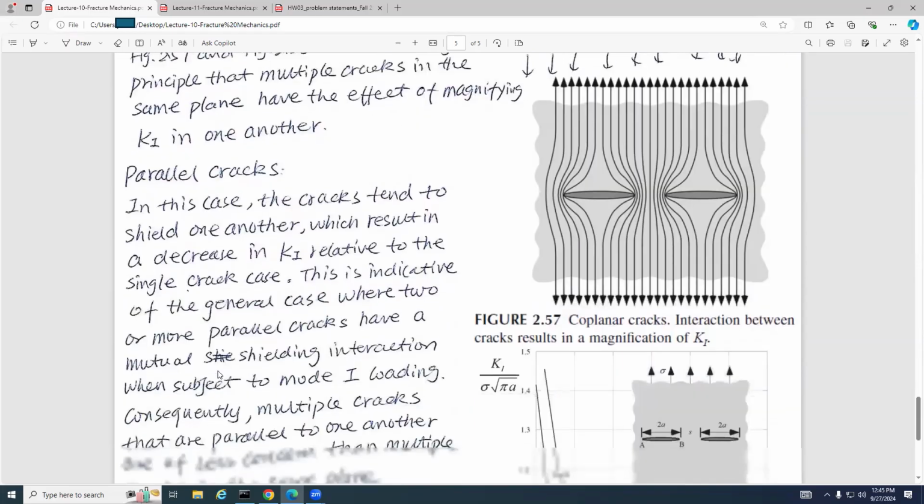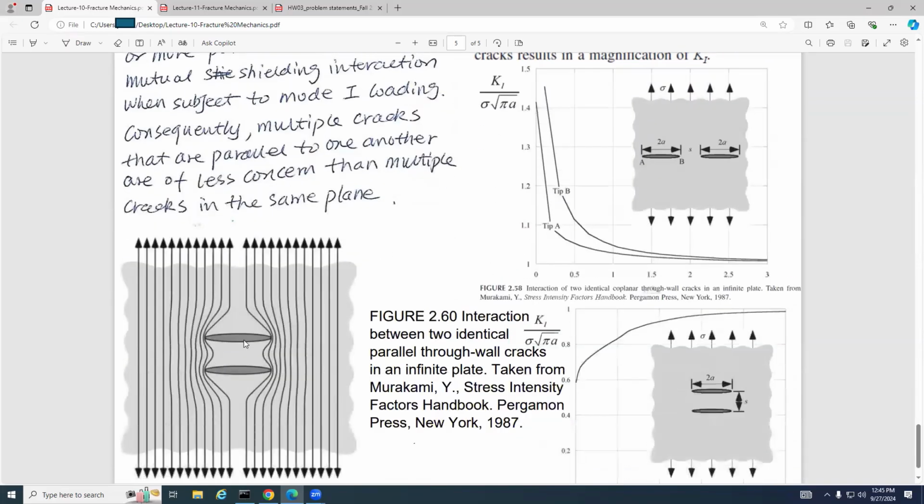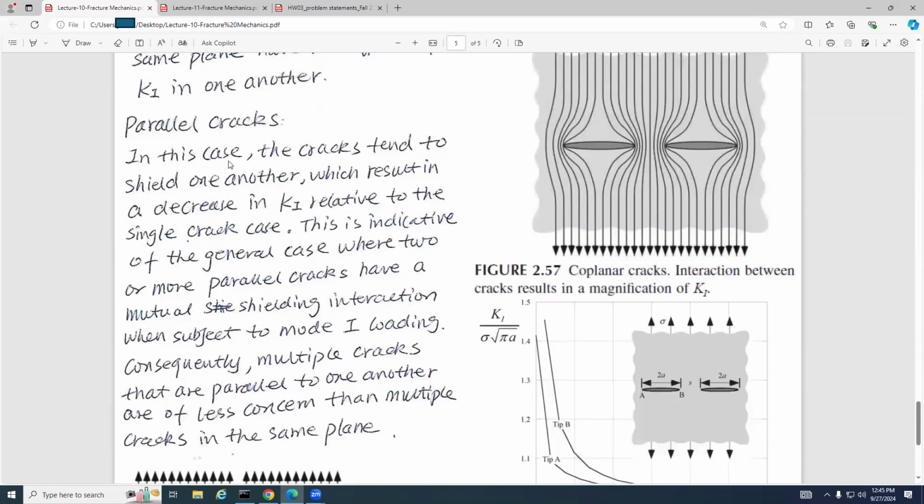Now the parallel cracks. You can see these are parallel cracks. These are coplanar. These are parallel cracks. For parallel cracks, the cracks tend to shield one another, which results in a decrease in Ki relative to the single crack case. This is indicative of the general case where two or more parallel cracks have a mutual shielding interaction when subject to mode 1 loading. Consequently, multiple cracks that are parallel to one another are of less concern than multiple cracks in the same plane.